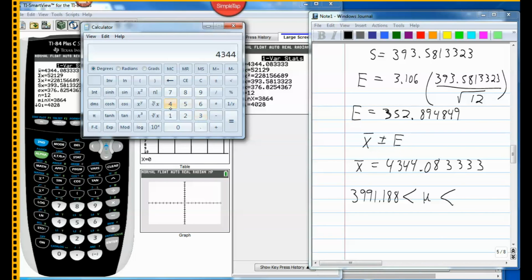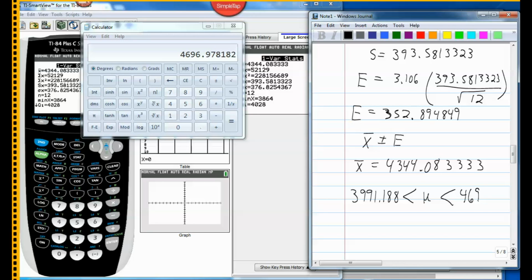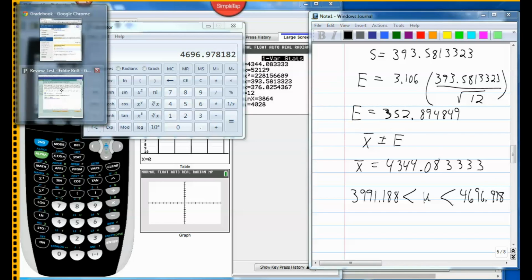All right, and the upper boundary we say X bar plus E. So 4344.083333 plus 352.894849. And so the upper bound is 4696 point, rounded to 3 places, 978. Okay.